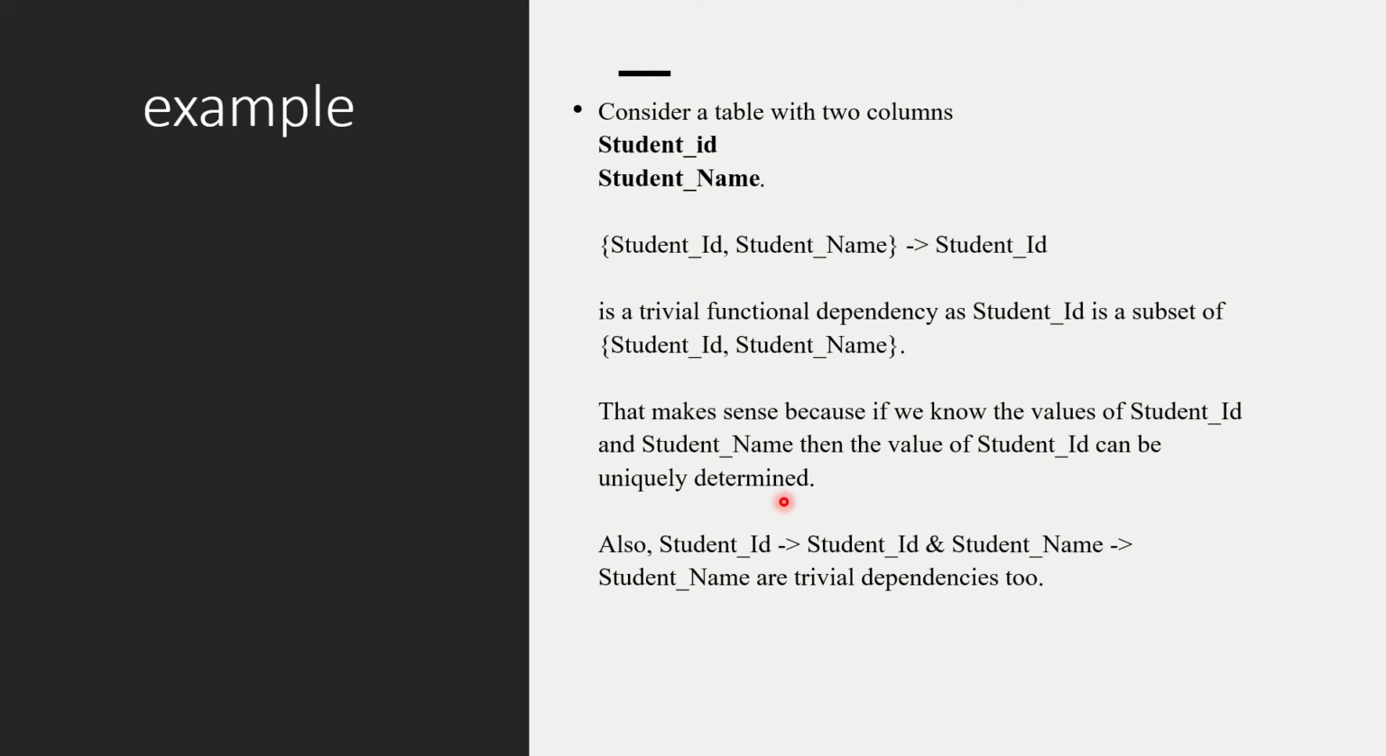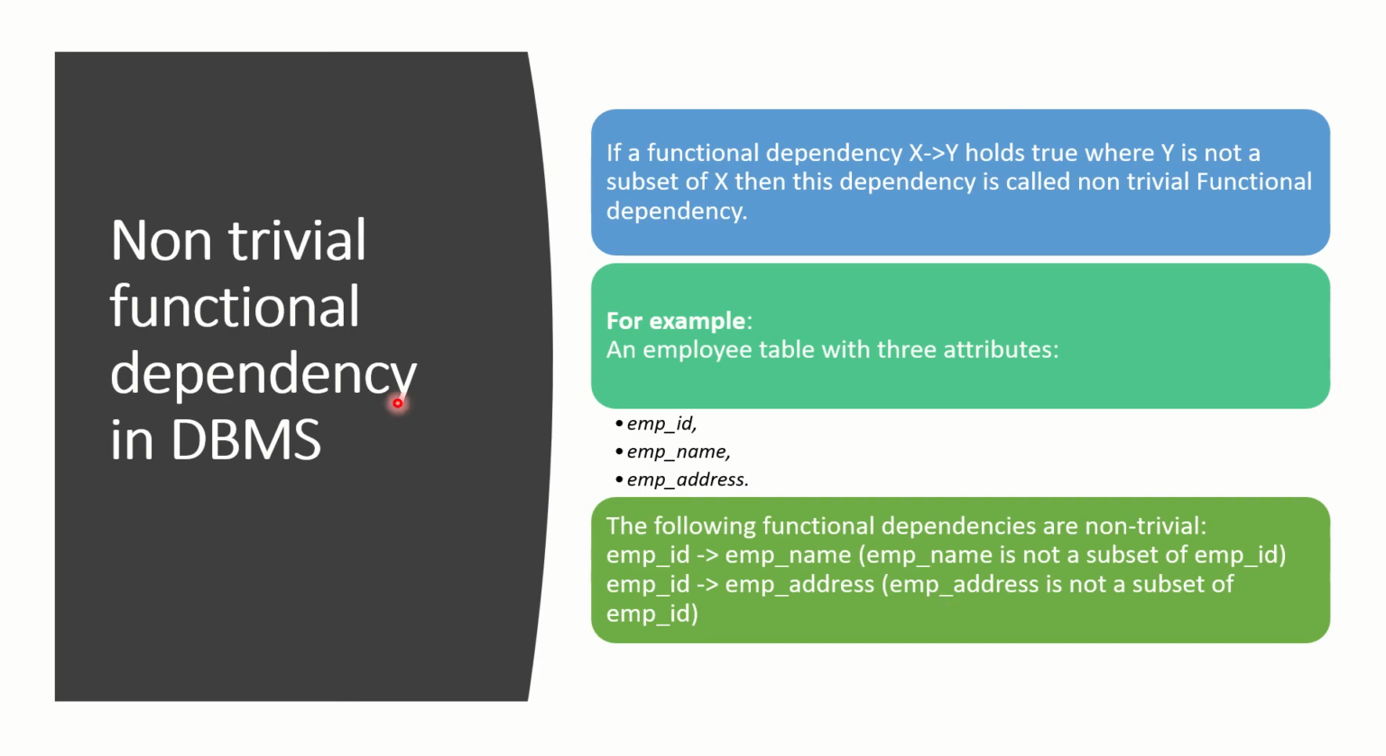And in the same manner, student ID implies student ID, that is A implies A, B implies B, they are also trivial dependencies. So next we have to study the non-trivial functional dependency.